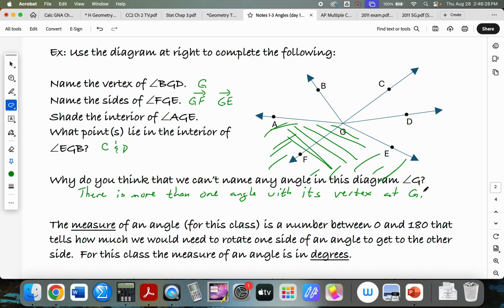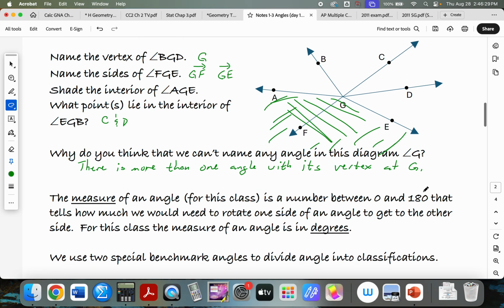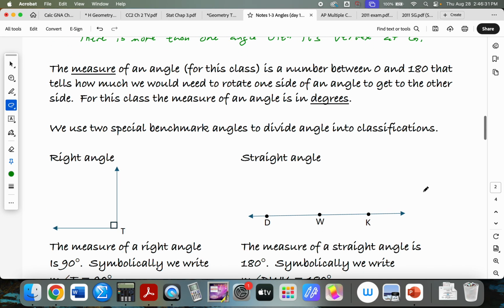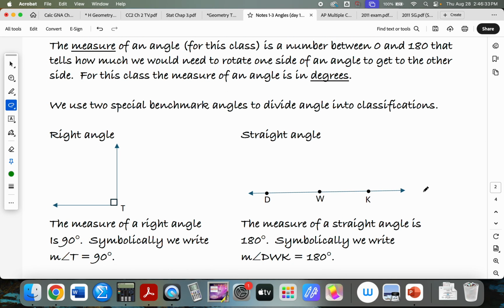Now, for measuring angles, in this class, the measure of an angle is a number between 0 and 180 that tells how much we would need to rotate one side of an angle to get to the other side. For this class, that's always going to be in degrees. For those of you who take pre-cal eventually, you'll find that there's a completely different way to measure angles. And at first it feels really weird because you've done degrees for so long.